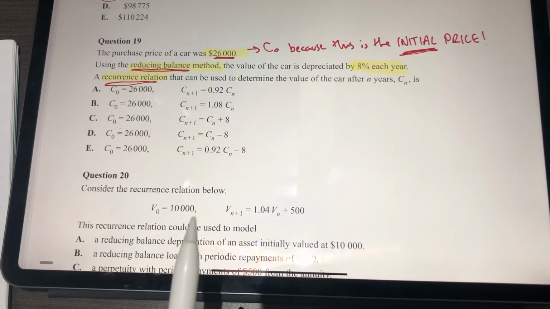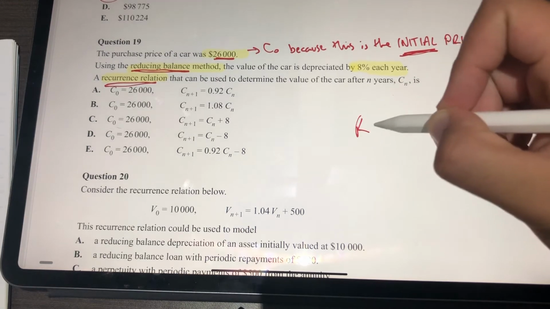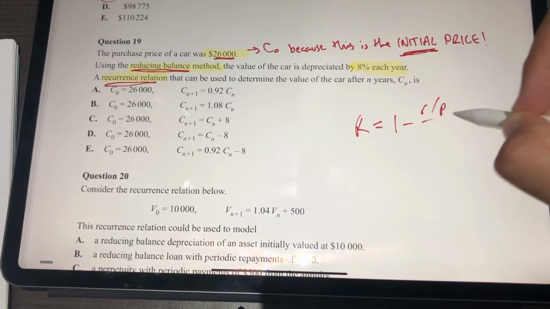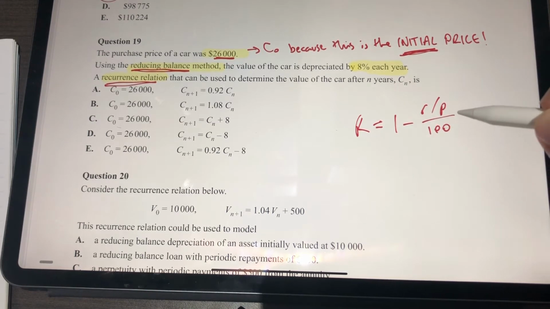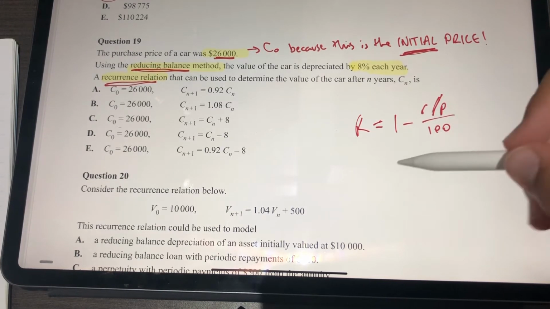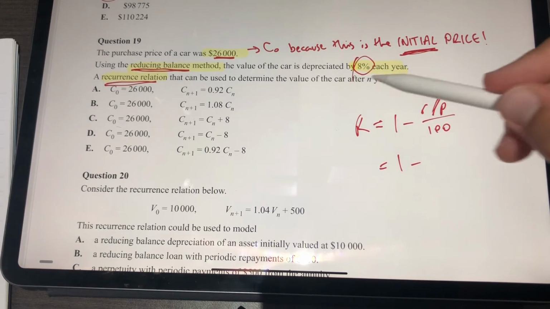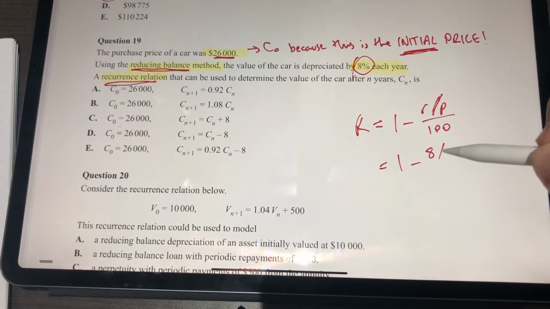So going back to the question here, we need to find R. So our equation for R is R equals 1 minus R divided by P over 100, where R is the rate, P is the amount of periods compounding, divided by 100. So 1 minus 8%, each year, so divided by 1, divided by 100.